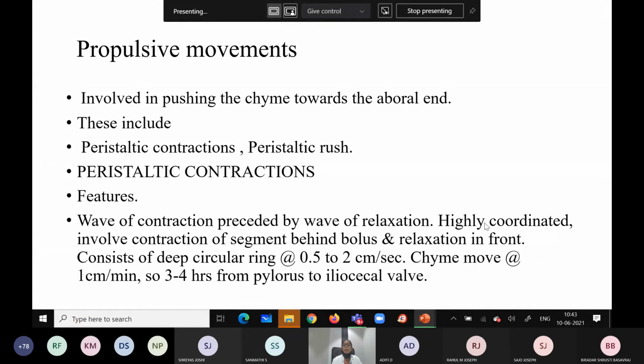They are highly coordinated contractions, involving contraction of the segment behind the bolus and relaxation in front. They consist of a deep circular ring moving at 0.5 to 2 centimeters per second. Chyme moves at 1 centimeter per minute. So the wave has to travel from the pylorus to the ileocecal valve, and it takes around 3 to 4 hours.